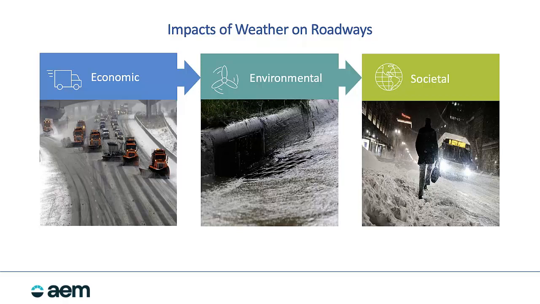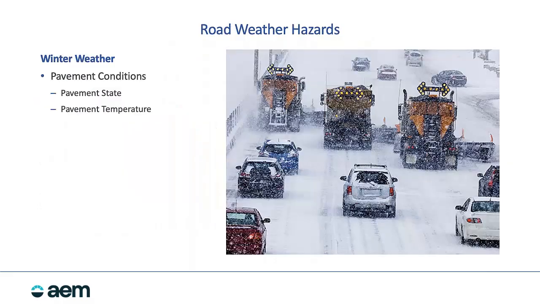So when we think about impacts of road weather, we're really hitting all three categories: economic, environmental, and societal. So what are those road weather hazards that we're talking about? The most common one is the one pictured here, and it's what everyone thinks of when we talk about road weather. When we mention road weather, the average person, as well as the average municipality public works director, is thinking about winter weather operations. That is everything from pavement state. What is the state as the winter storm moves through an area? Do we have a snow-packed road? Do we have frost and icy road conditions? Are we into more of a slush and wet scenario? The pavement temperature in coordination with precipitation helps to drive all of these road weather hazards.